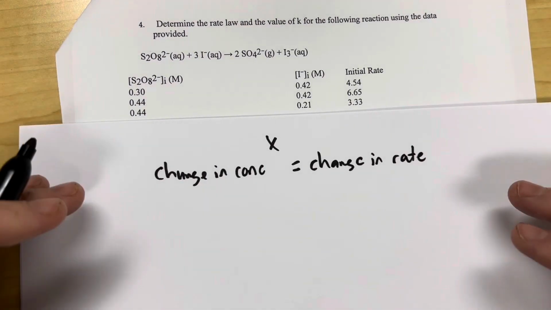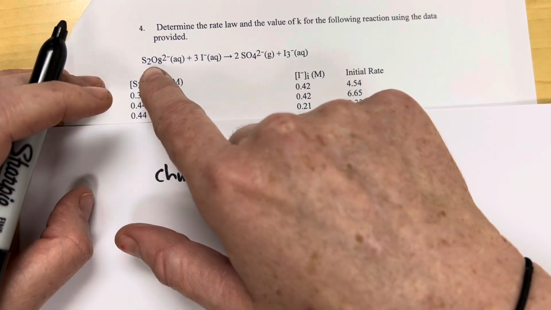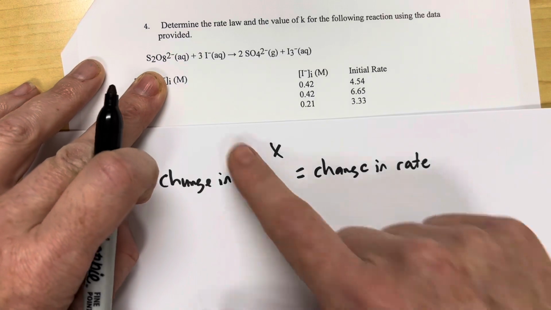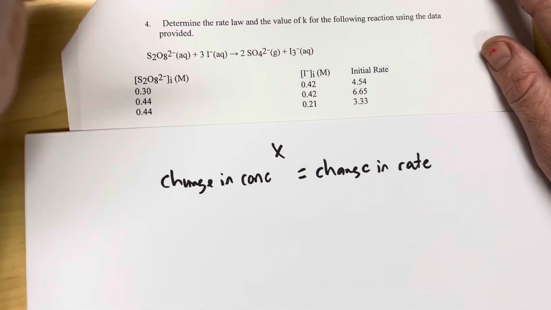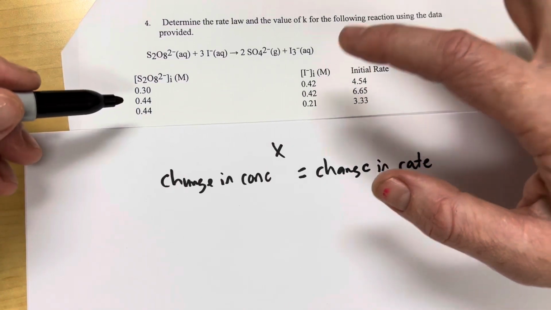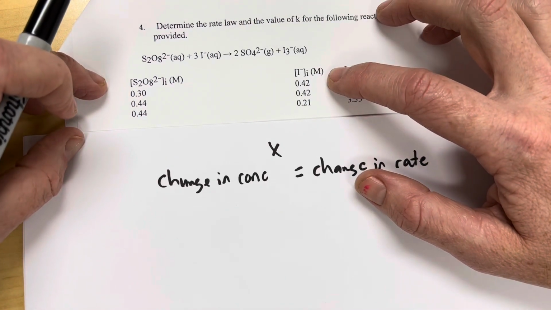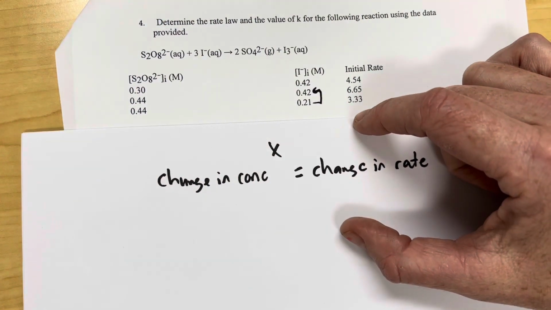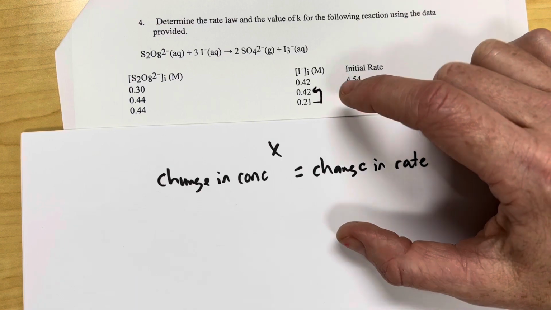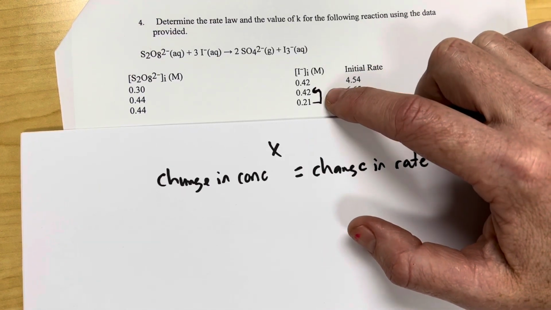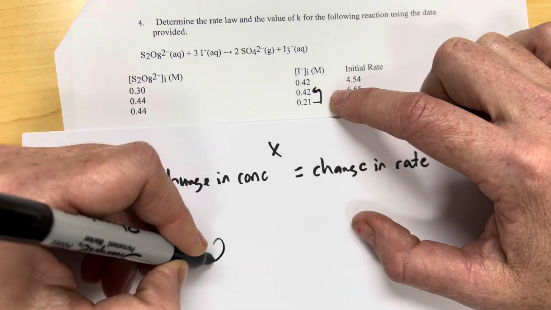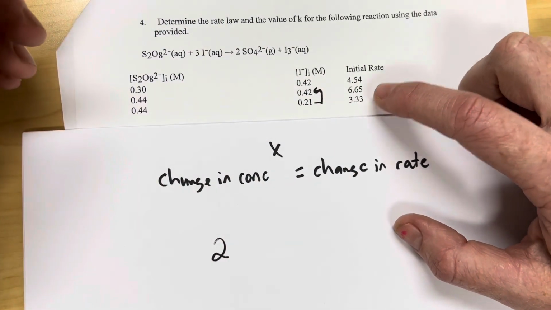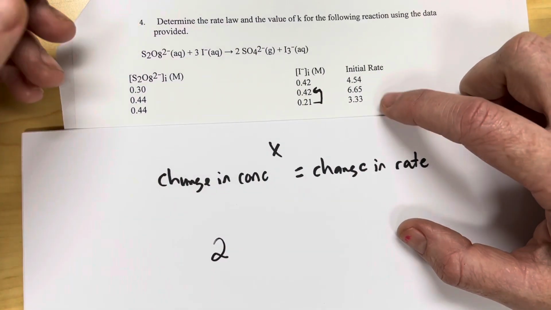Okay, bear with me. I'm going to use what we already know to do this. I'm not going to do this first one here. I'm going to move on to this I minus here, just because that's a little bit simpler. As we go, we're always going to look for where one of them changes and the other one stays the same. So I see that I minus changed between that and that, it doubled. In other words, our change in concentration was a 2, but this guy stayed the same, so that's good. And then we look at the rate. 3.33 to 6.65 is a change of 2 as well.